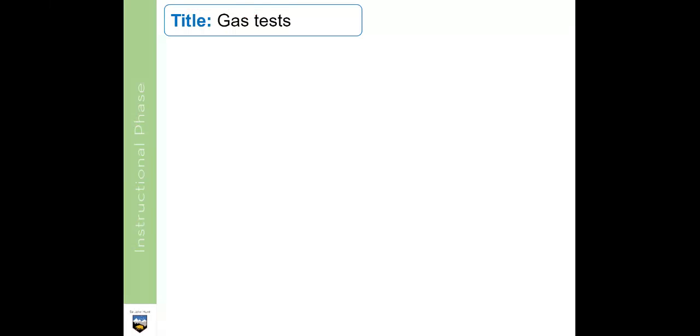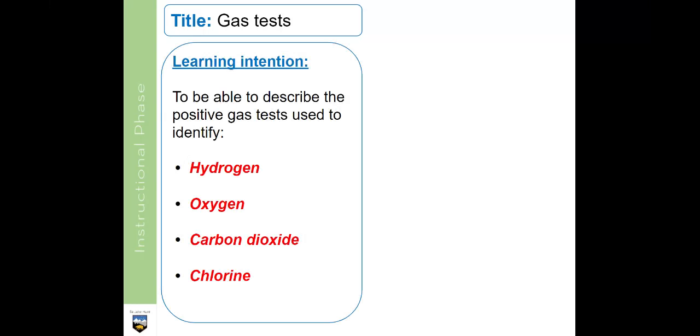Okay, so today's lesson is looking at the 4 different gas tests. So how to test for 4 different gases. The 4 different gases you need to be able to identify by using a test are hydrogen, oxygen, carbon dioxide, and chlorine. Now remember, the chemical formula for hydrogen gas is H2 because there are 2 atoms in the molecule. Oxygen is O2, carbon dioxide, you should know, is CO2, and chlorine is Cl2.